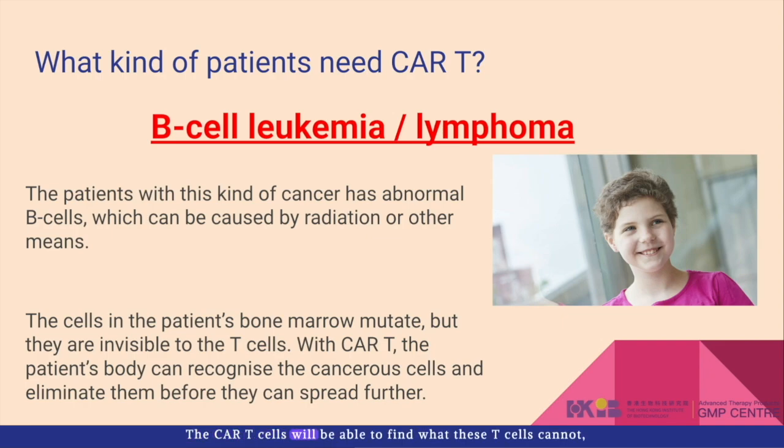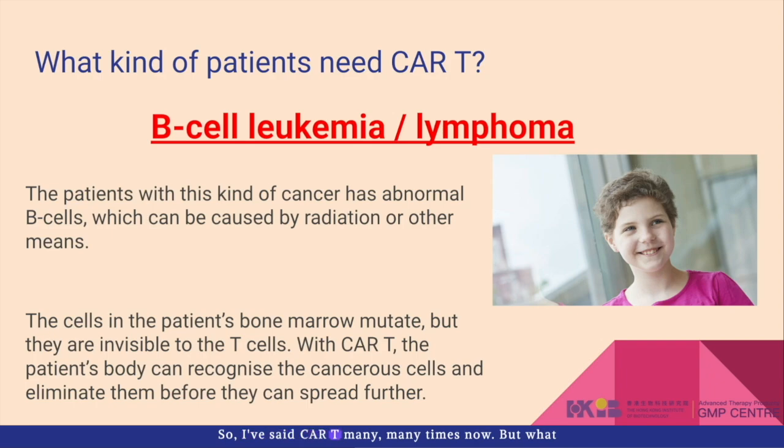The CAR T cells will be able to find what these T cells cannot, which are these mutated B cell cancer cells. With these CAR T cells, your body will be able to correctly identify the cancerous cells and eliminate them before they can cause any more harm to your body.